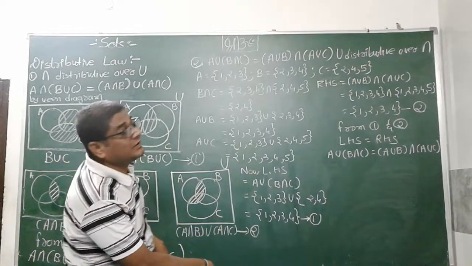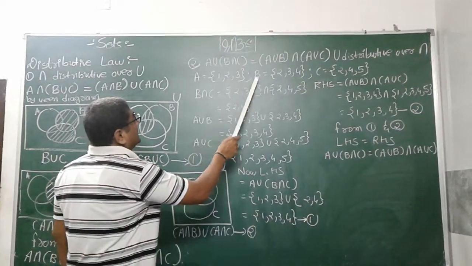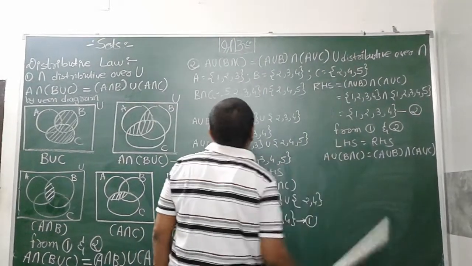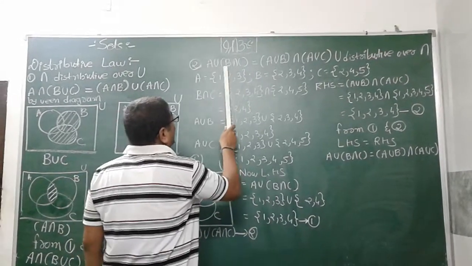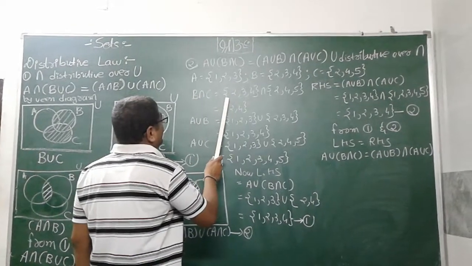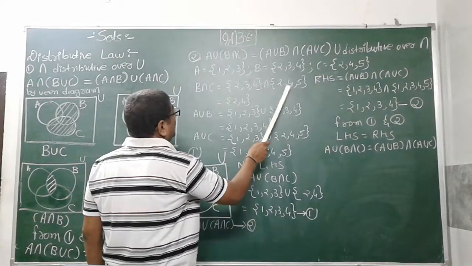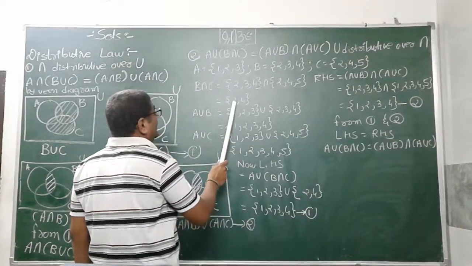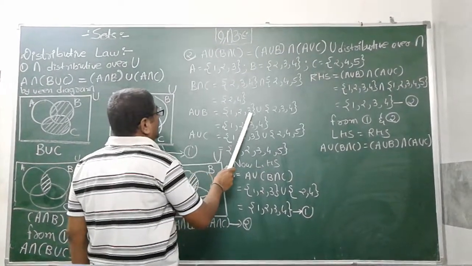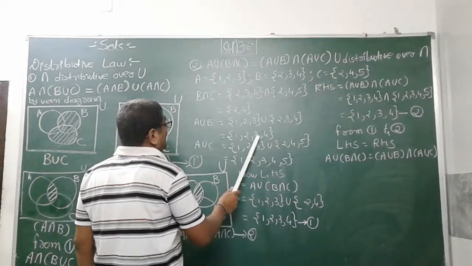This property we are going to learn by taking an example. So set A is equal to {1, 2, 3}, set B is equal to {2, 3, 4}, set C is equal to {2, 4, 5}. First we find out whatever the bracket is given. So B intersection C is the elements of set B, that is 2, 3, 4, intersection the elements of set C, 2, 4, 5. So which elements are common? 2 and 4. Now A union B, that is {1, 2, 3} union {2, 3, 4}. So that is {1, 2, 3, 4}.